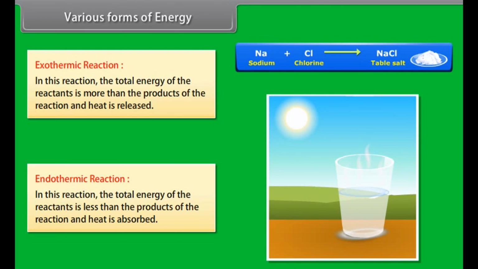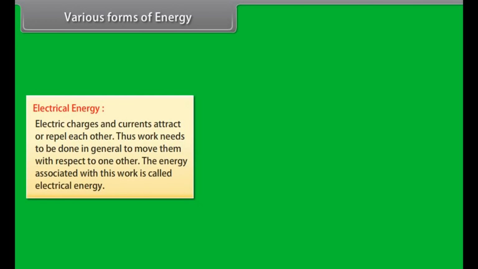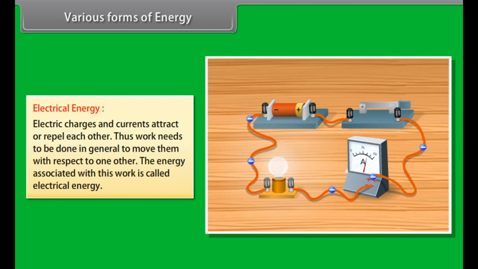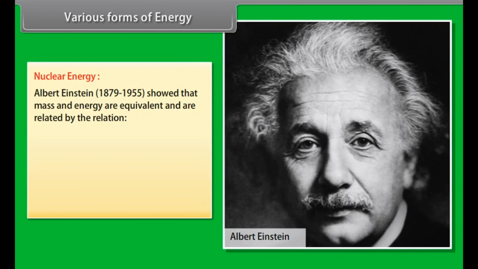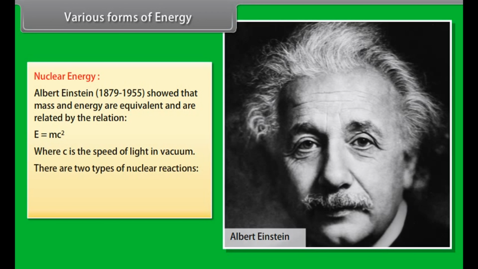Electrical energy. Electric charges and currents attract or repel each other. Thus, work needs to be done in general to move them with respect to one another. The energy associated with this work is called electrical energy. Nuclear energy. Albert Einstein, 1879 to 1955, showed that mass and energy are equivalent and are related by the relation E is equal to mc squared, where c is the speed of light in vacuum. There are two types of nuclear reactions. They are nuclear fusion and nuclear fission reactions.